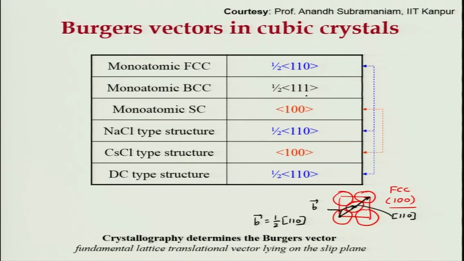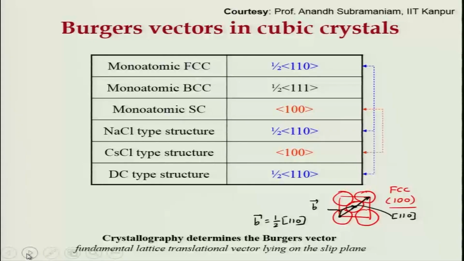Similarly, in case of BCC, this is half 111. In case of monatomic simple cubic, it is 100, and the moment you have ionic solids, it changes to half 110 and 100, because you need to move an atom from, let us say if you have A atom, you can only move to another A atom, you can't move from A to B. A to B is not a Burgers vector, A to A is the Burgers vector. The shortest distance that you require to move from A to A position is the Burgers vector. Let me go through this a little bit in the next one.